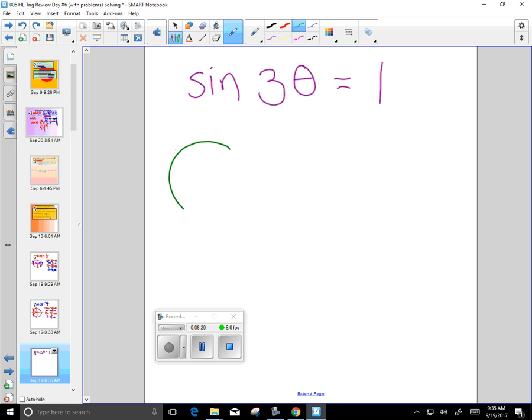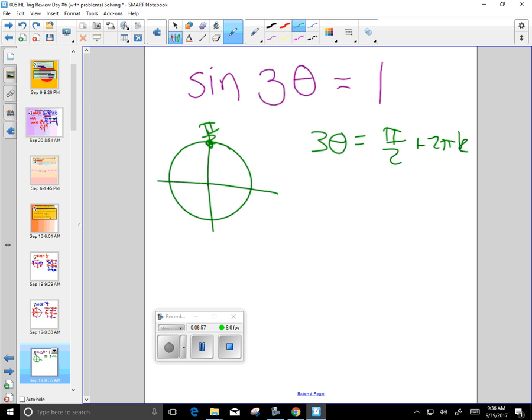And here's your circle. I started this. So when is sine theta, cover up the 3 theta, when is sine theta equal to 1? There you go. Pi over 2. And is that the only case between 0 and 2 pi? It is. So 3 theta is equal to pi over 2 plus 2 pi k. Now, what's theta going to be equal to?